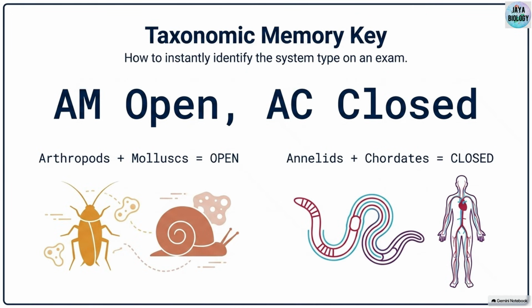So the learning tip is: AM is open, AM open. You can learn it this way, AM open. Arthropoda and Mollusca have open, and AC, when the AC is on, you can say we have to close the room. AC close. Annelida and Chordata have closed circulatory system.